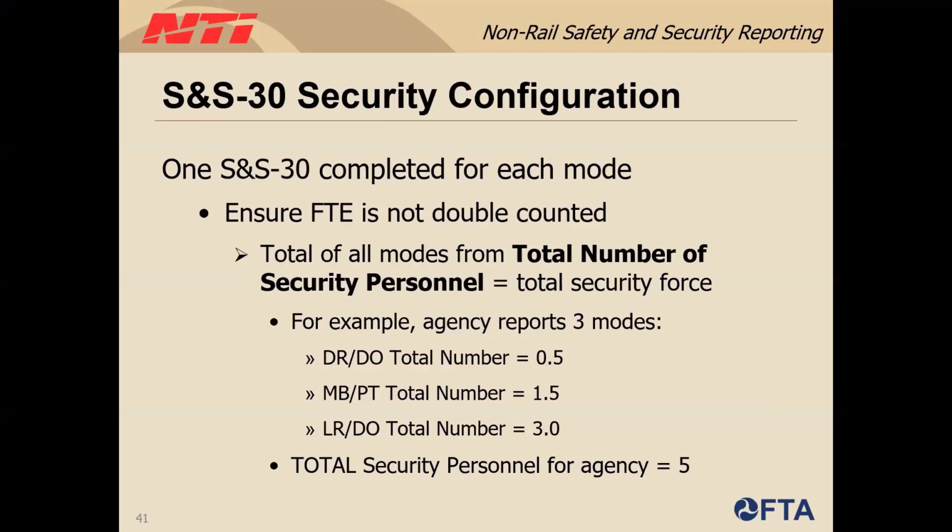The value in the total number of security personnel from each SNS 30 form should equal the total number of agency security personnel. For example, a DRDO mode has a total number of 0.5, MBPT has 1.5, and LRDO mode has 3.0. This means that for the total security, it would be 5 full-time equivalent employees.